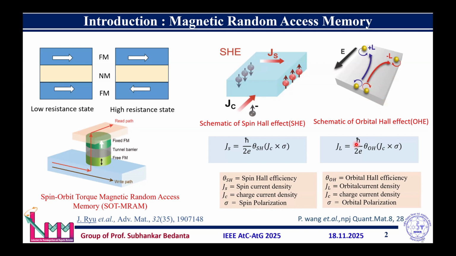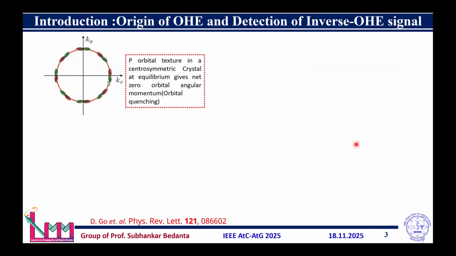Then how does this orbital angular momentum generation occur in a low SOC material? To explain that, I have taken a simple example from Professor Dongwook Go's paper. The major factor responsible for the generation of the orbital Hall effect is the orbital texture, which is basically the interaction of the orbital wave function with the lattice. This is the radial p orbital of a centrosymmetric crystal at equilibrium in the kz equals 0 plane. If you take the expectation value of the orbital angular momentum, you will get the value 0.